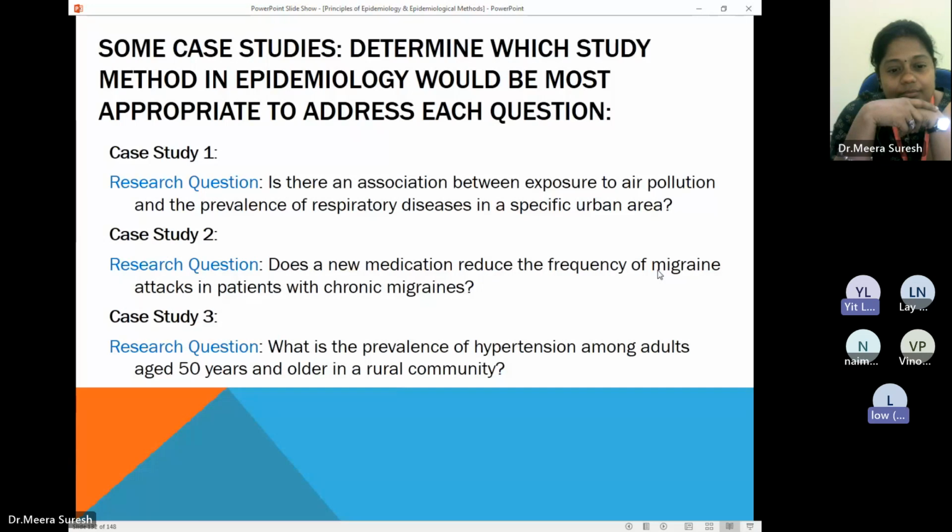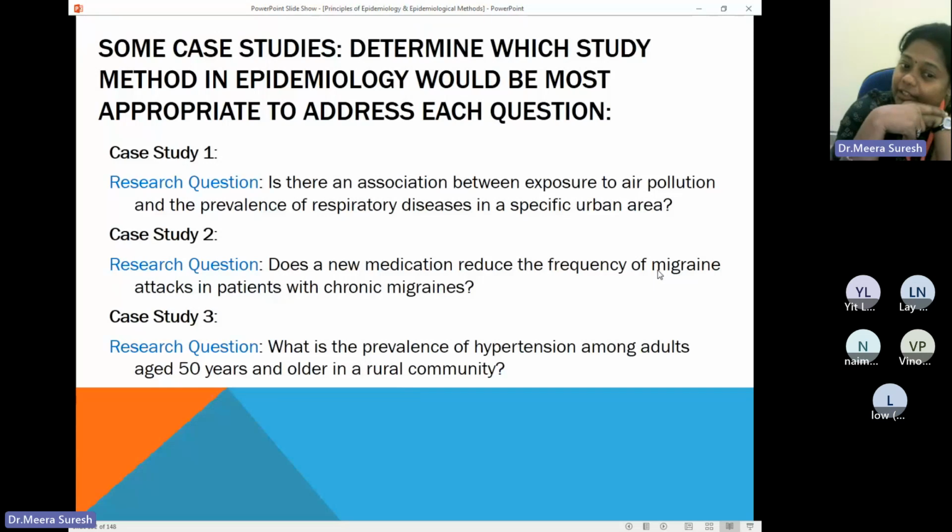Is it to predict the future one? Which case study? Which analytical? No, which case study do you mean? One or three? Number three. Yeah, analytical, I agree. But which among the analytical? Dr. Mira, is it cross-sectional? And why cross-sectional?